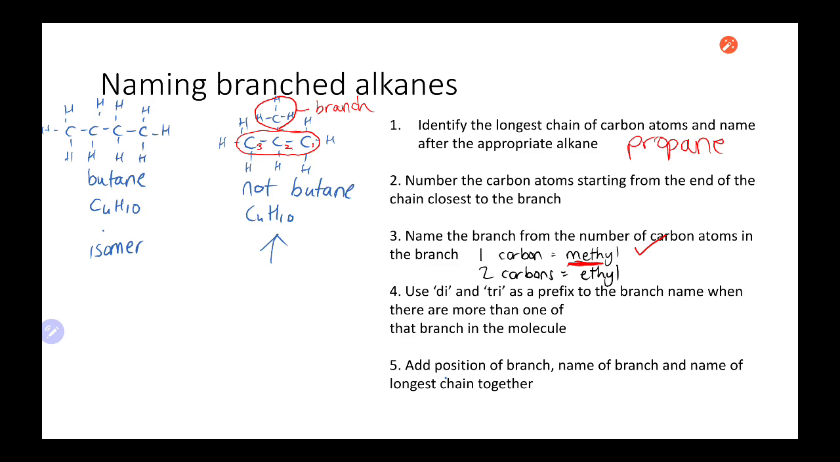Step 4 is use di and tri as a prefix to the branch name when there is more than one of that branch. In this example, we've only got 1 branch, so we don't really need to worry about that just now, so that's not applicable.